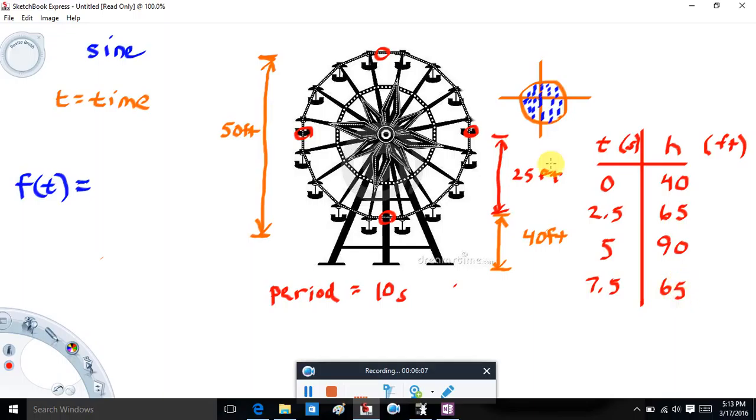Now, how can we model this using trigonometry? Since the height can be represented by a sine function, I know I'm going to need to have the sine function.